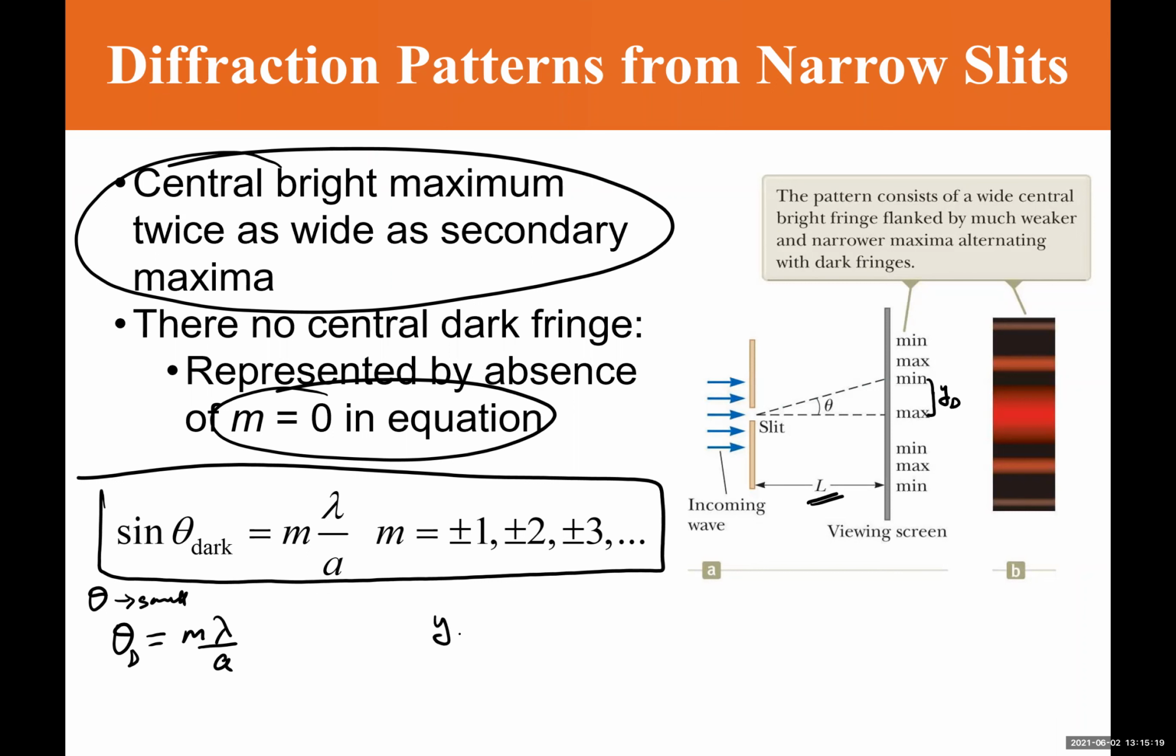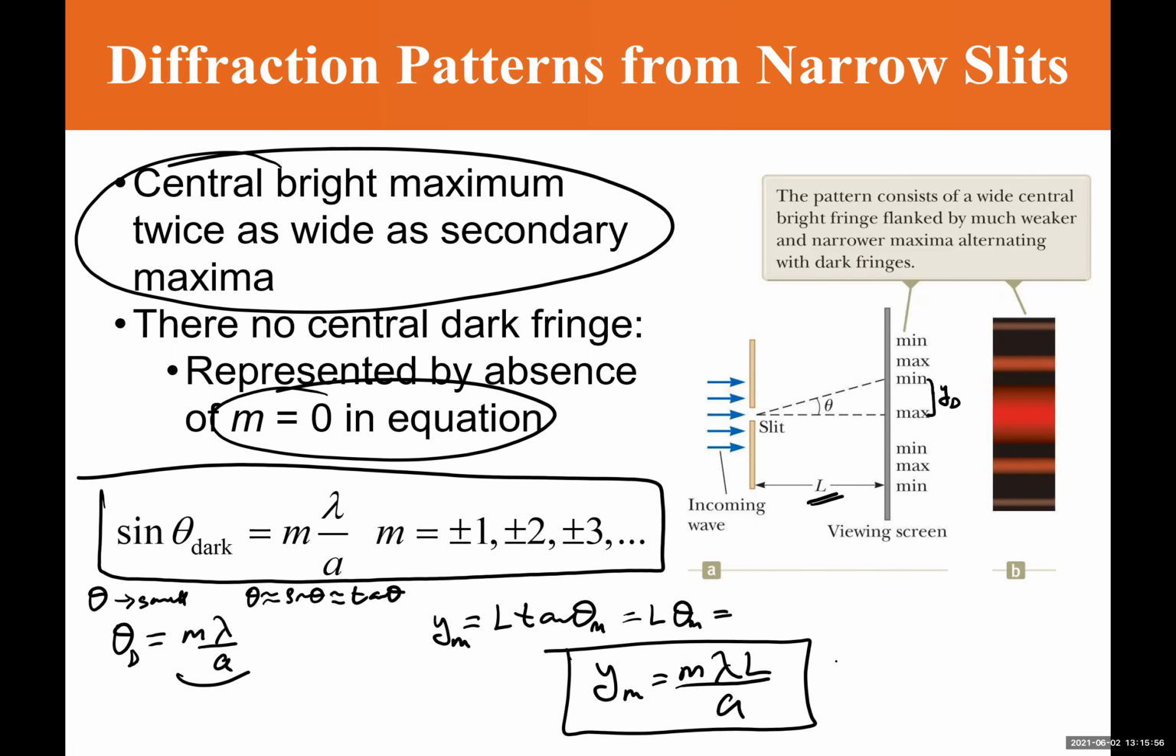For that, I again use y equals L tangent of theta. Right now we're only dealing with dark, so let's say m is the mode order. So L tangent of theta. But since theta is approximately sine of theta, approximately tangent of theta, I can also say this is L times theta m. And since theta m is this, I can relate y of m as m lambda L over a. So this is basically finding the linear position. Here your result will be in degrees, here your result will be in radians, and here your result will be in meters. So you get the linear position, and those are how things are related.